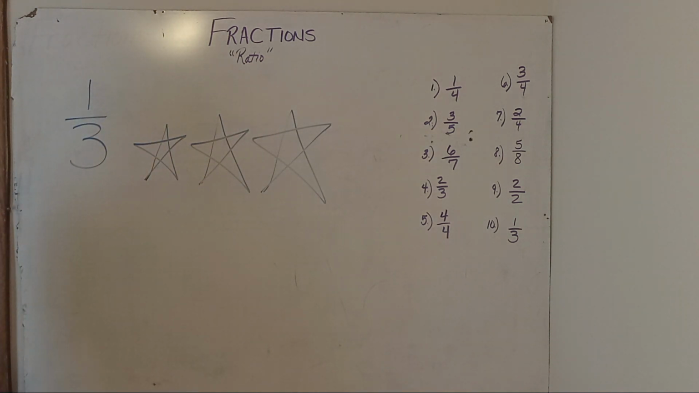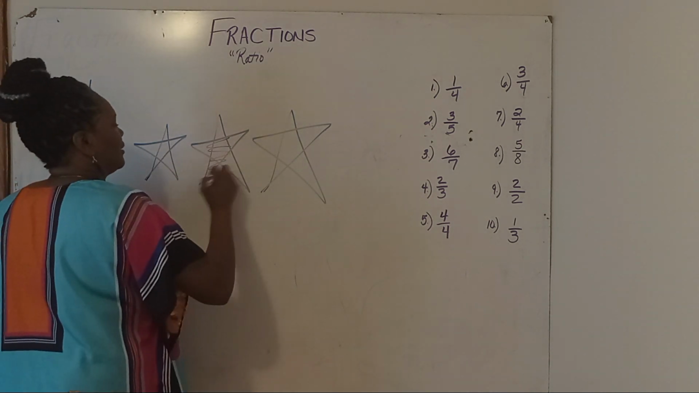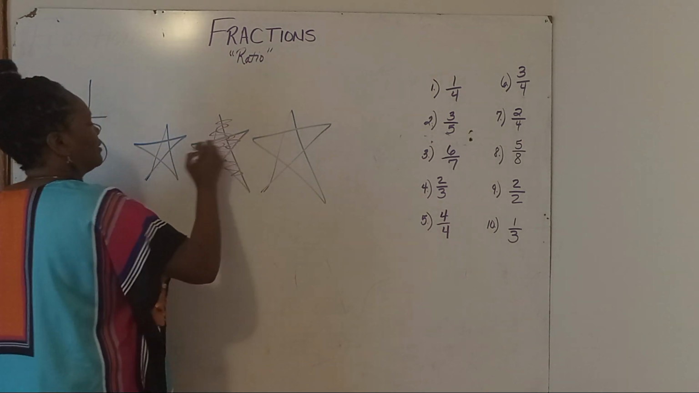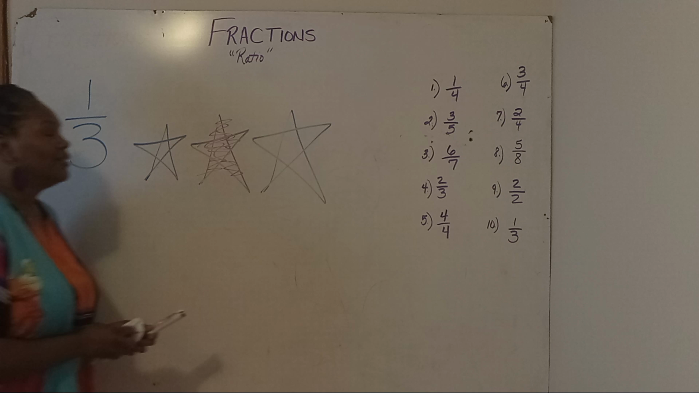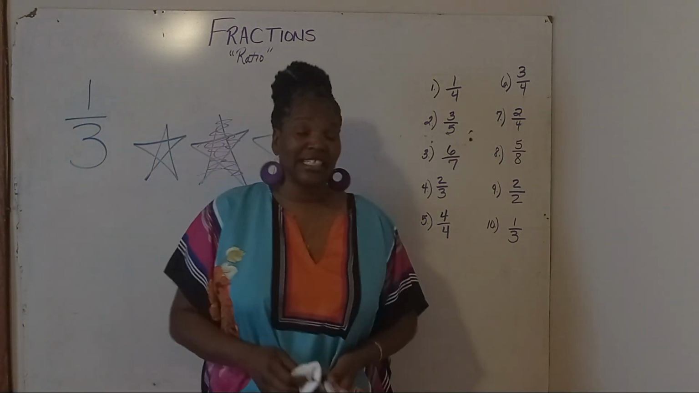And how many am I going to color? The number at the top tells me 1. I'm going to color this one. There you go. This fraction is 1/3. Good deal. Good job. You did an excellent job.